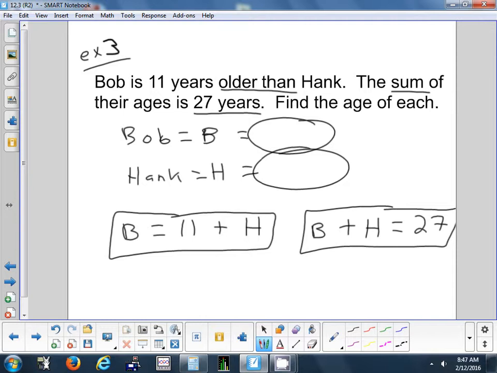Okay, and there's our second equation. What's actually nice about the second equation is there's no number in front of B and no number in front of H, which means you're not going to do the distributive property at all. Any question on that second equation? All right, so now I think I already asked this. Do I have a letter by itself?